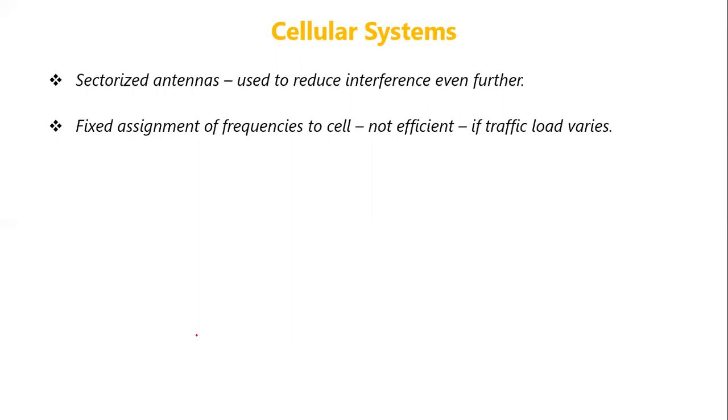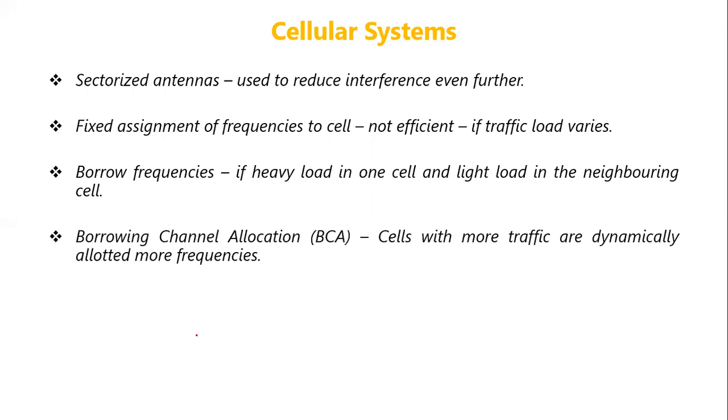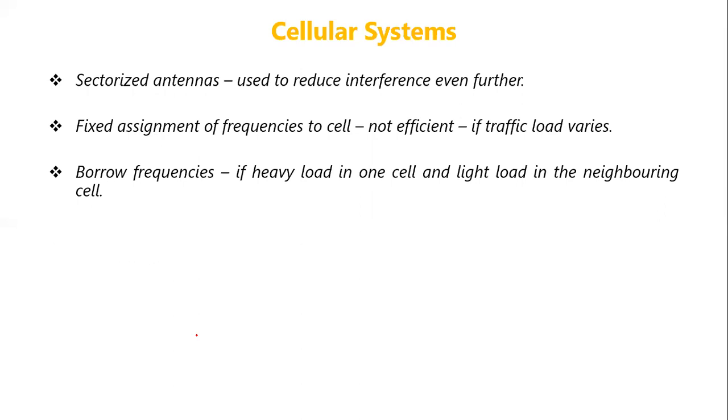Sometimes in some of the cells the traffic load may be very high, but for other cells the traffic load may not be that high. So generally the system should allow borrowing frequencies, because if there is a heavy load in one cell and a light load in another cell, the user who needs more capacity can borrow frequencies from the light load cell.